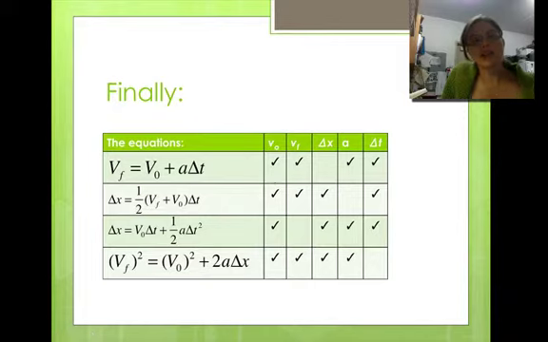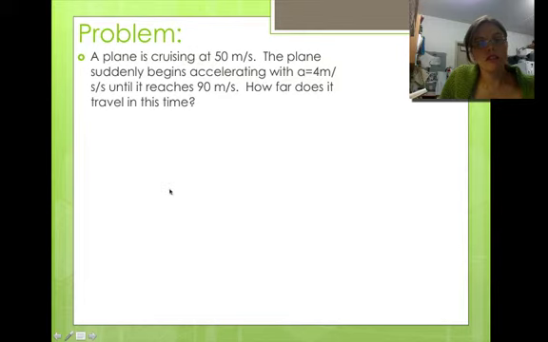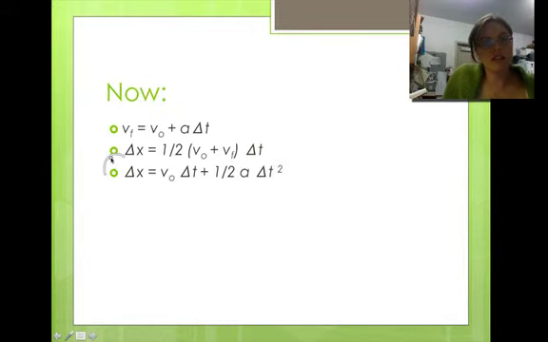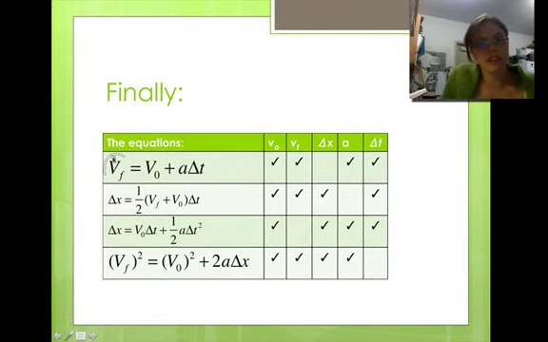Okay. So, if we, instead of solving for VF right here, and plugging it in down here, if we instead solve for change in time, and then set them equal to each other, and solve and simplify it, we get our fourth and final kinematic equation.